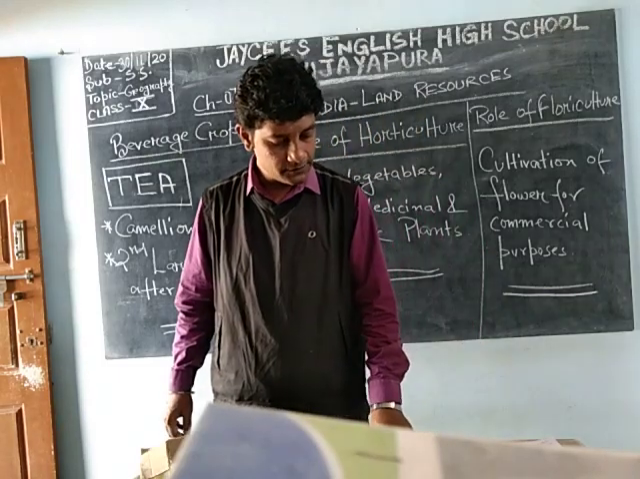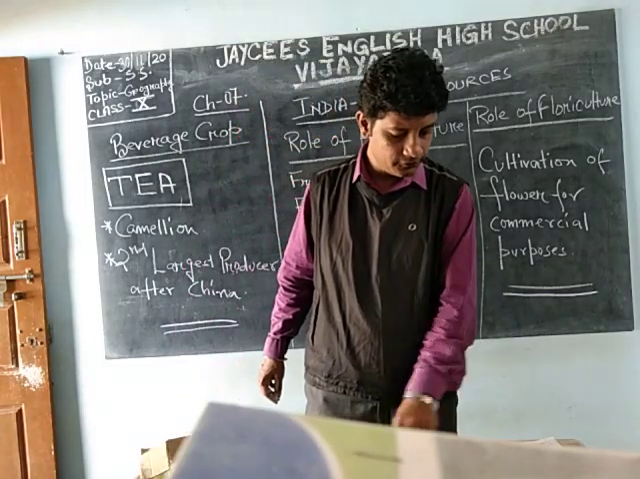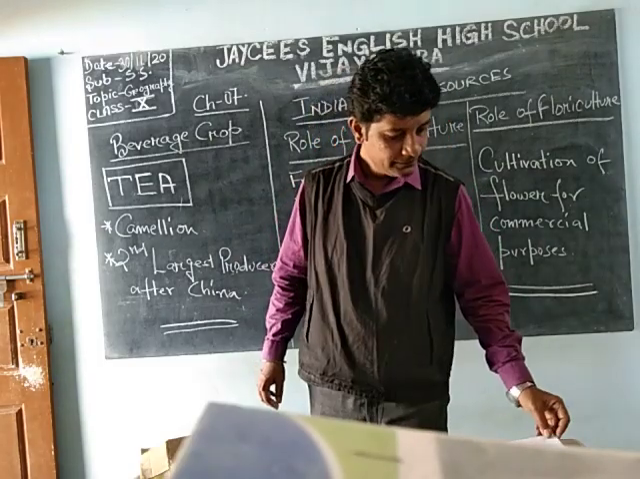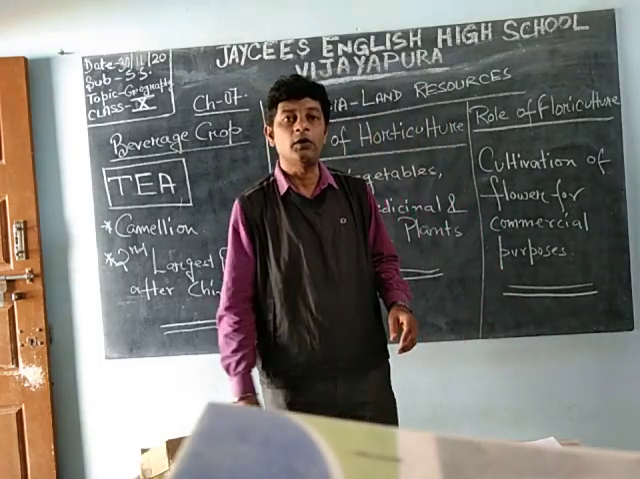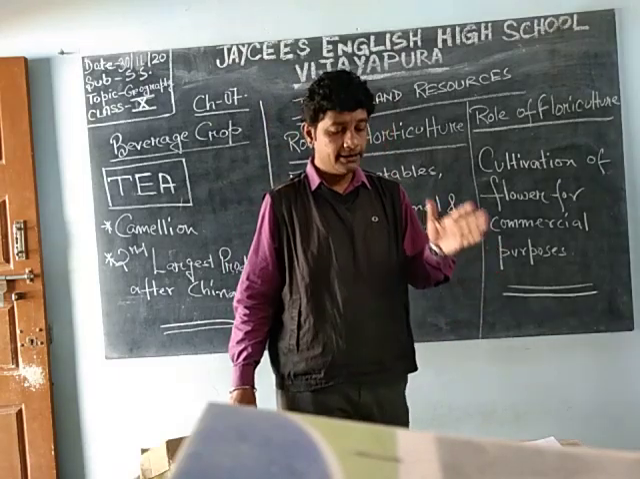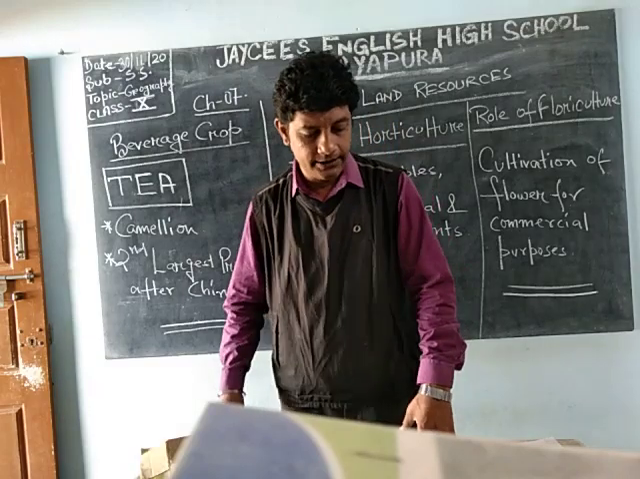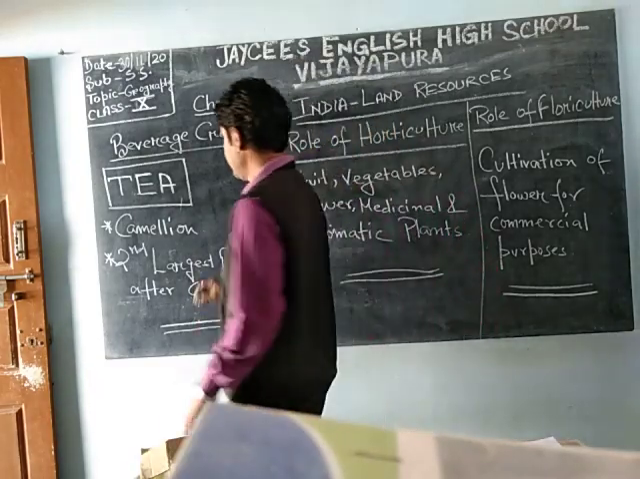Then we started with the major crops of India, where we have done the food crops, rice and wheat, commercial crops, sugar, tobacco, and fiber crop, cotton. In the last video we completed the fiber crop, cotton. So today we will be starting with the beverage crop, tea.